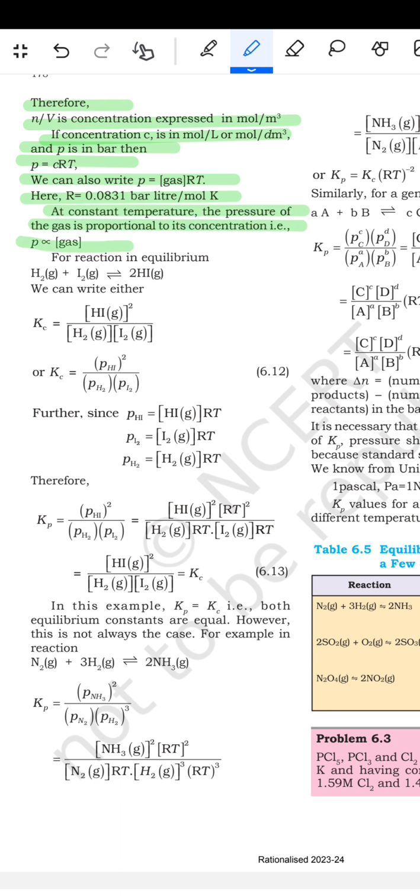That means pressure is directly proportional to the concentration of the gas. And for the reaction at equilibrium H2 + I2 giving 2HI, we can write either Kc = [HI]²/[H2][I2] or Kp = P(HI)²/P(H2)P(I2). Further, since P(HI) = [HI]RT, P(I2) = [I2]RT and P(H2) = [H2]RT, therefore Kp = Kc.